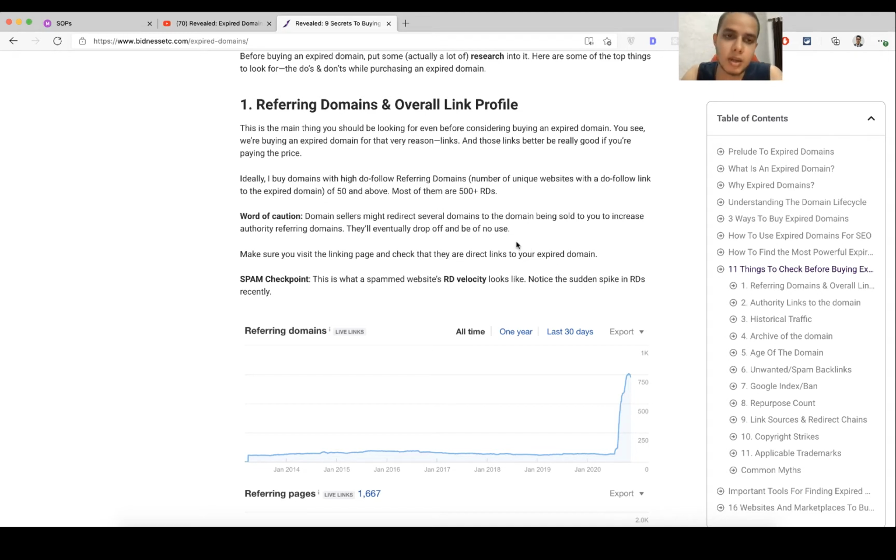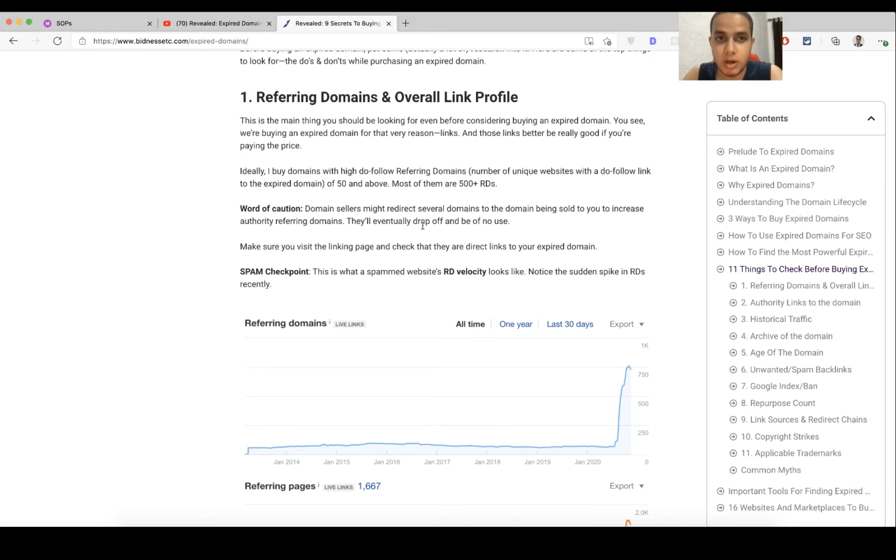So before we buy any expired domains, we will firstly see what kind of a link profile it has. So we generally want a good number of referring domains. So what are referring domains? Referring domains are unique websites which link to the expired domain which we are buying. So ideally we want to be getting any expired domain which has referring domains above 50, and most of the websites which we acquire will generally have more than 100 or 200 referring domains.